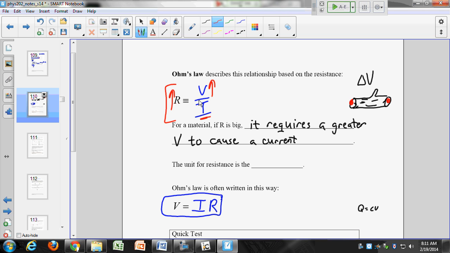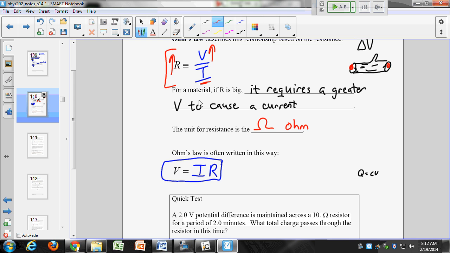All right. Likewise, for something that has a small resistance, you just need a small voltage to cause a current. So like copper wire, for example, big or small resistance? Very small resistance. Don't need much energy to push electrons through copper wire. Very little energy at all. All right. The unit for resistance, anybody know? It's the ohm, right? The Greek letter omega. Ohms. I don't know where that comes from. I think it's some electrical engineer came up with it.